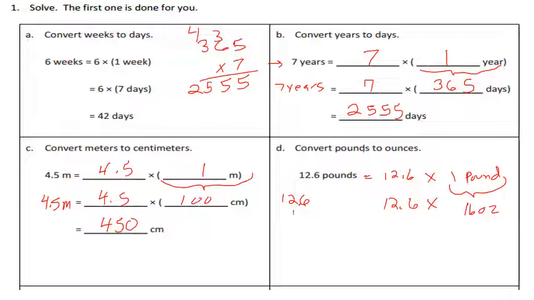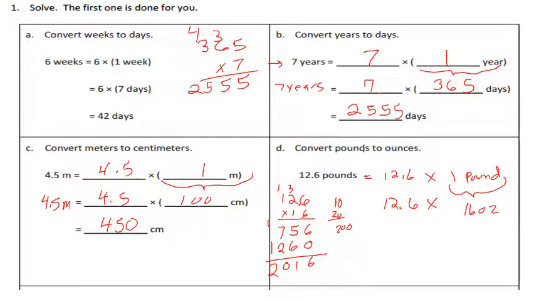Now, when we're doing 12.6 times 16, we have 6 times 6 is 36. 6 times 2 would be 12, and 3 would be 15. 6 times 1 would be 6, and 1 would be 7. Put our placeholder 0. We have 1 times 6 is 6, 1 times 2 is 2, 1 times 1 is 1. And we have 6, 11, 10, 2016.